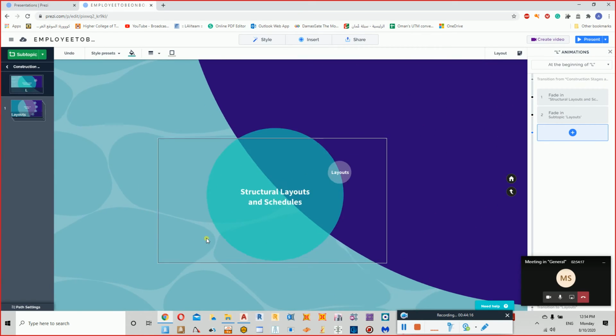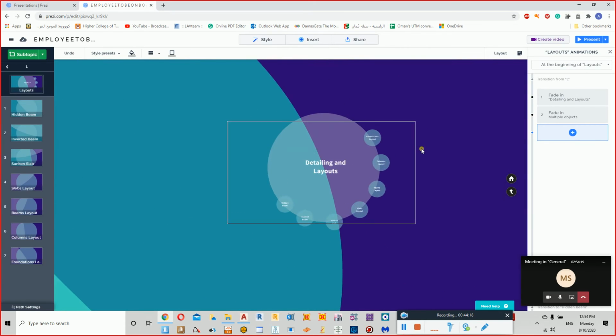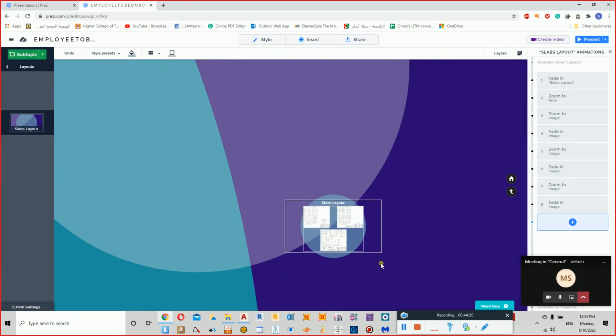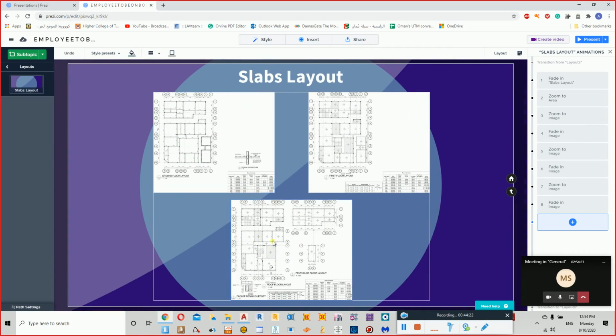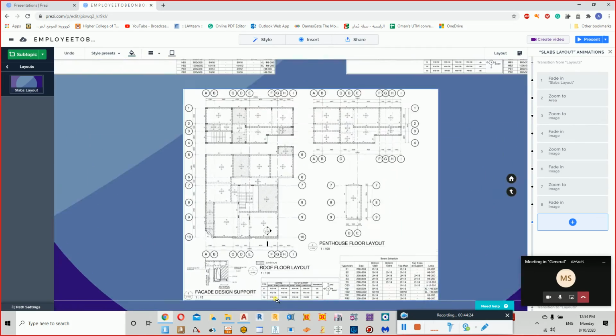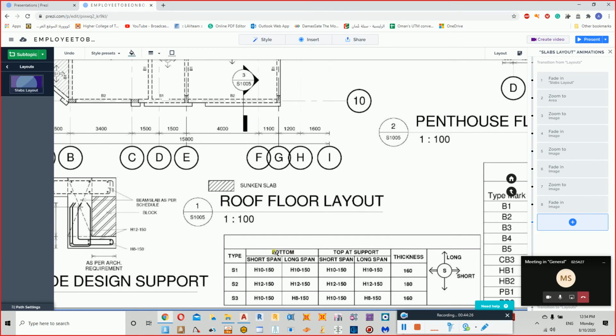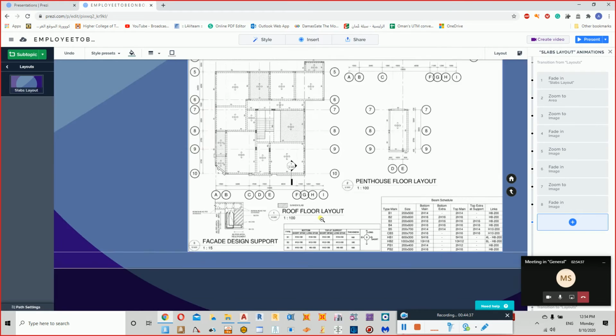Okay, so once again, even if you know how to read the layouts, you should know how to read the detailings as well. This is what we have tried to illustrate here, if you remember. So for the bottom, we had short span reinforcement and long span reinforcement. For the support, we had short and long as well. This is what I have explained for you earlier.